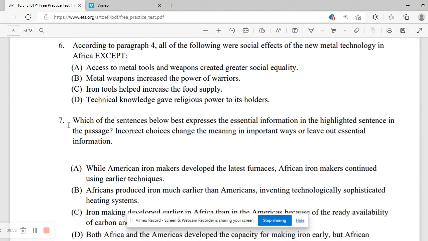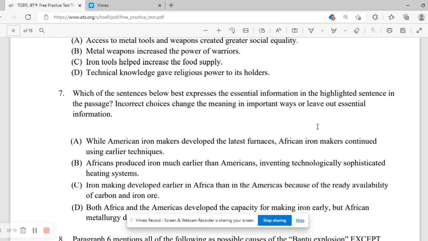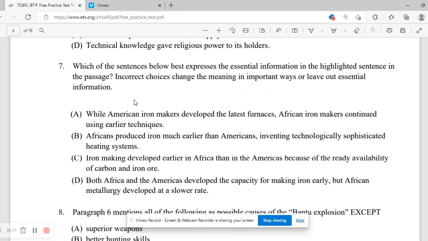Okay, number seven. Which of the sentences below best expresses the essential information in the highlighted sentence in the passage? Okay, so here it says highlighted. Something is highlighted somewhere. Incorrect choices change the meaning in important ways or leave out essential information.